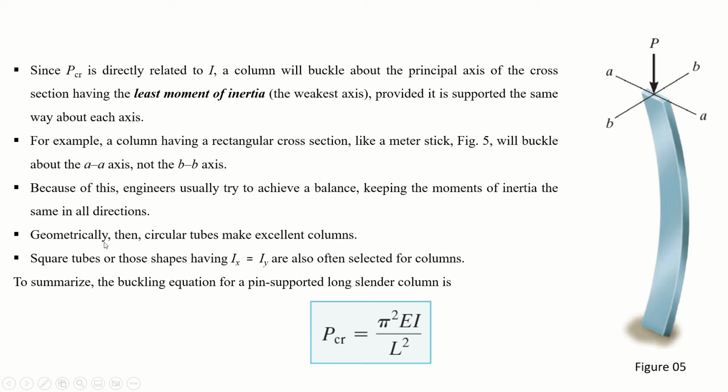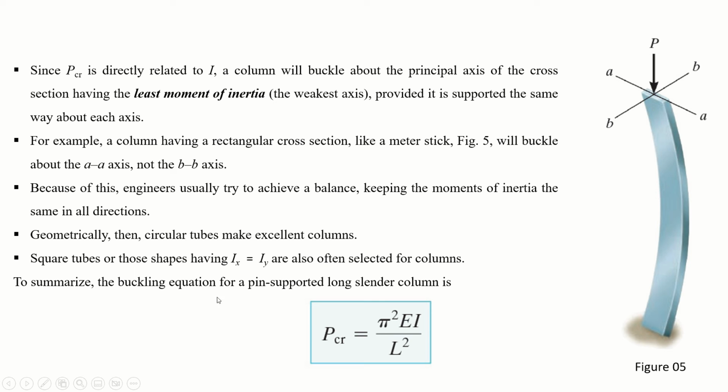Geometrically, then, circular tubes make excellent columns, right? If you are talking about geometry, then circular tubes are excellent columns. Square tubes or those shapes having Ix equal to Iy are also often selected for columns, right? So your main objective is to make them equal or as close as possible.